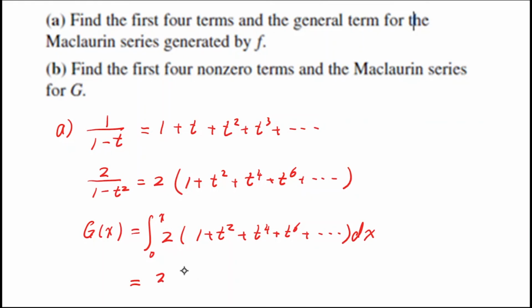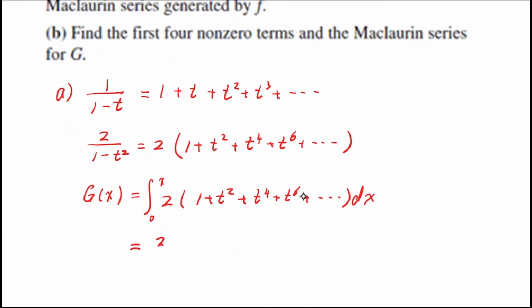So we have 2, and I think we can integrate and substitute x at the same time. That wouldn't be too much algebra. This becomes t, and then x minus 0, so it's x, and this becomes x cubed over 3, and this becomes x to the 5th over 5, plus x to the 7th over 7, right? Da, da, da. Okay, then they say first find the first 4 non-zero terms. So 1, 2, 3, 4. There you go. You get it?